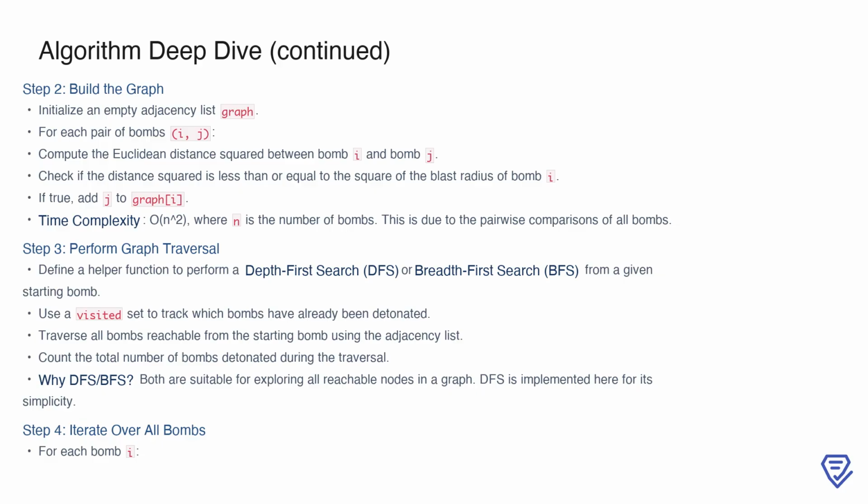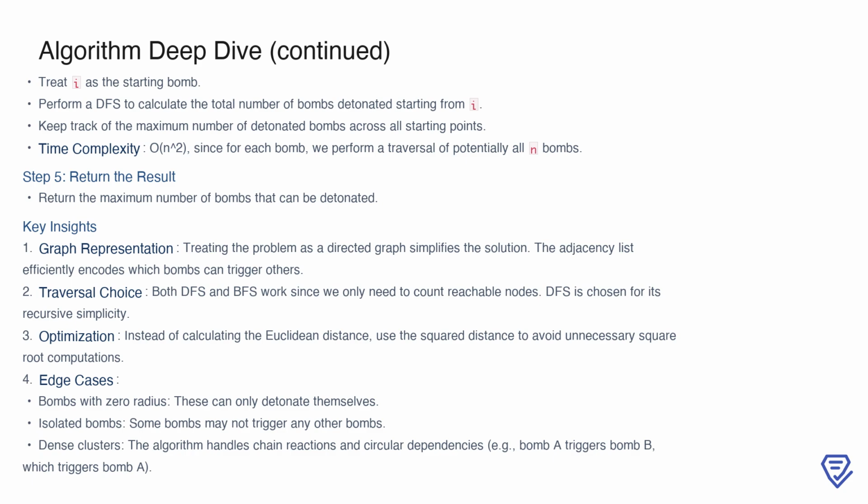Both DFS and BFS are suitable for this task, but we use DFS due to its straightforward recursive implementation. After defining the graph traversal function, the next step is to iterate over all bombs and calculate the number of bombs that can be detonated when each one is treated as the starting point. For each bomb I, we perform a DFS and count the number of reachable nodes in the graph. As we progress, we keep track of the maximum number of detonated bombs across all starting points.